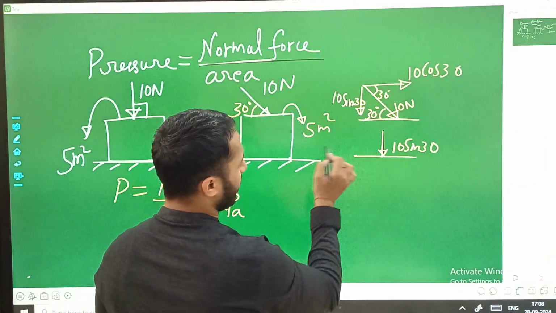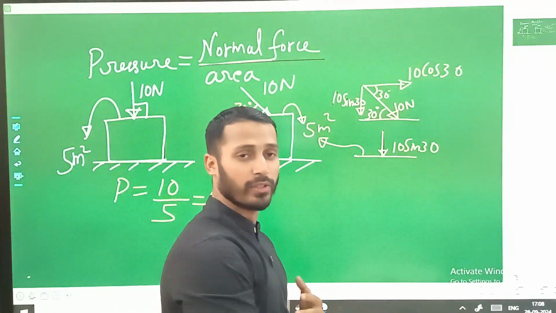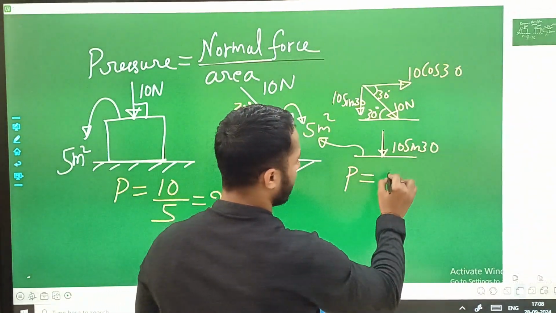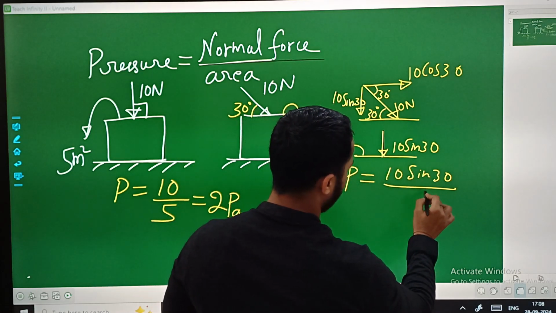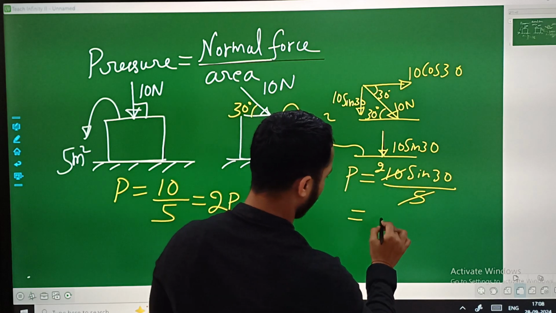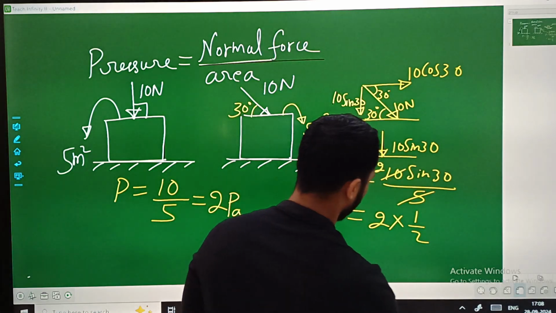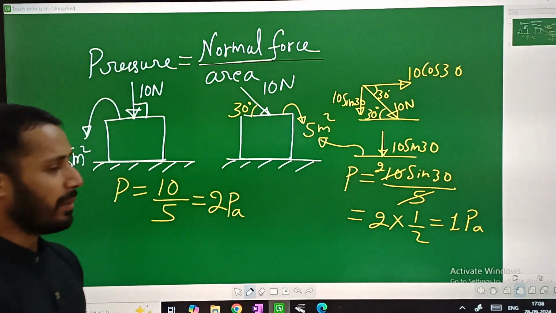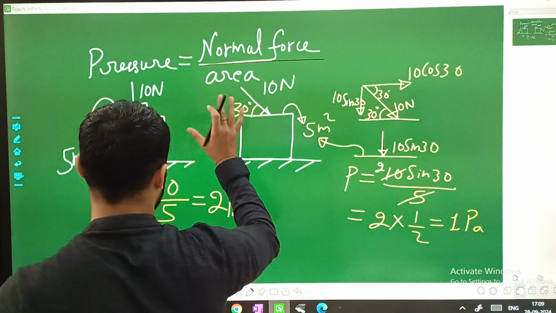And what is the area given in the question? It is 5 meter square. I am simply making the surface only. So the value of pressure will now be equal to this normal force, that is 10 sin 30 upon area, which is 5 meter square. My dear, this will get cancelled, it will be 2. So 2 into, what is the value of sin 30? Sin 30 is equal to 1 by 2. So 2 and 2 will get cancelled, the answer will be 1 Pascal. So keep in mind, force will always be taken normal to the surface. So this is about the pressure.